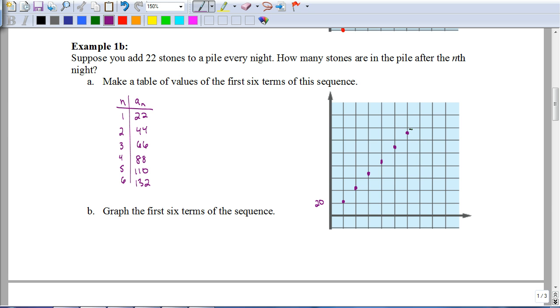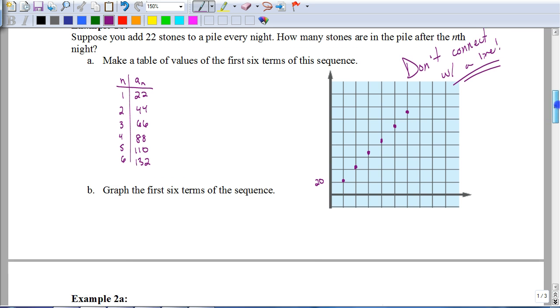So we just have to graph the first 6 terms. Again, do not connect them with the line. If you connect them with the line when you're graphing a sequence, and if it was a quiz, I'm going to take off points. So don't connect them with the line. You might want to make that note in your notes there.